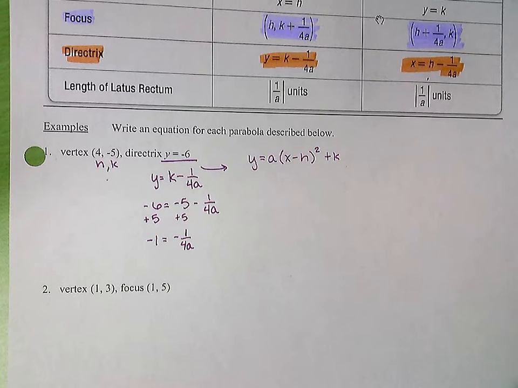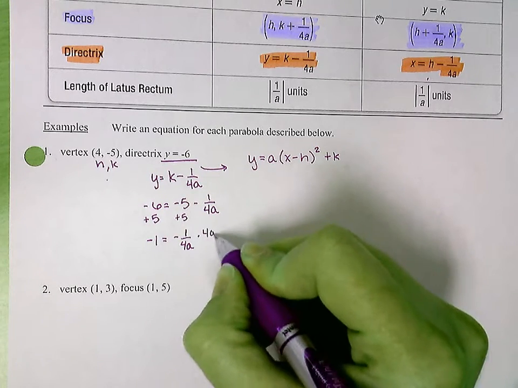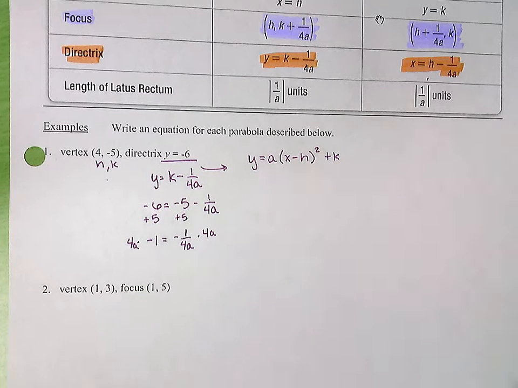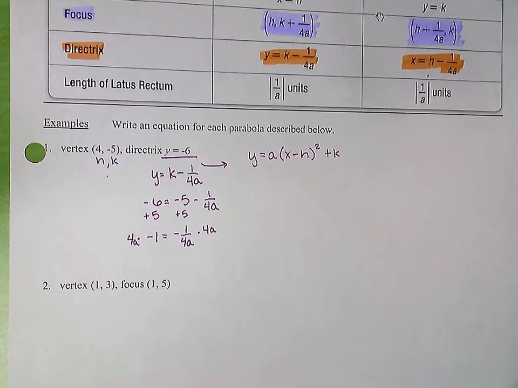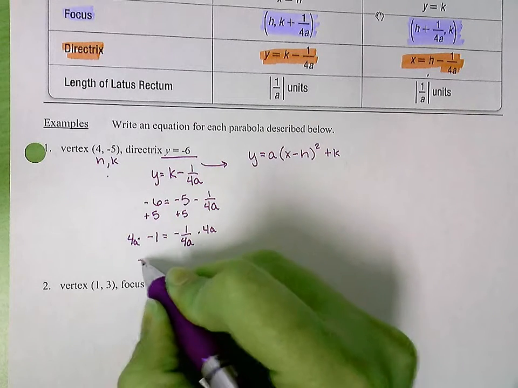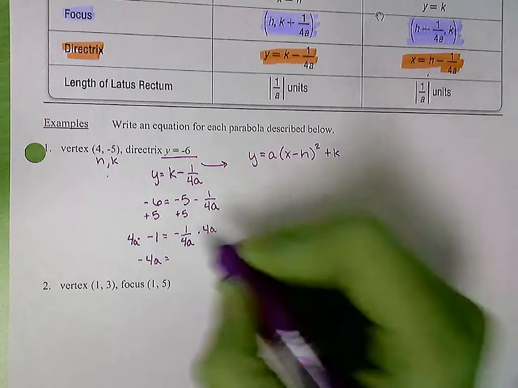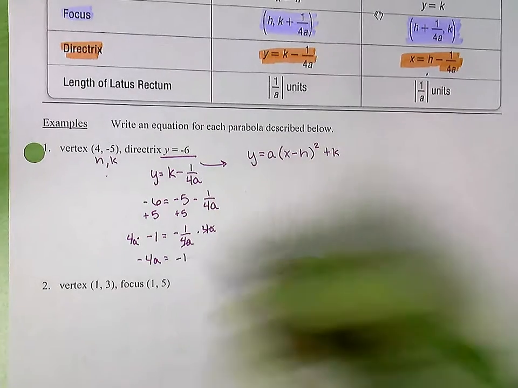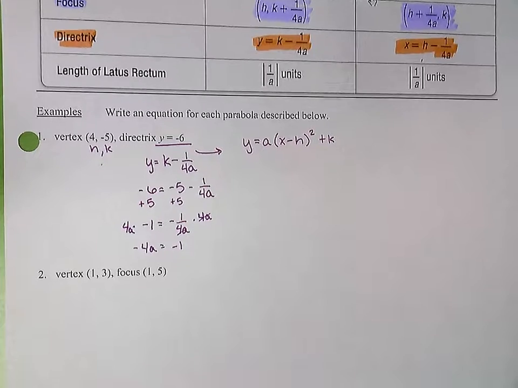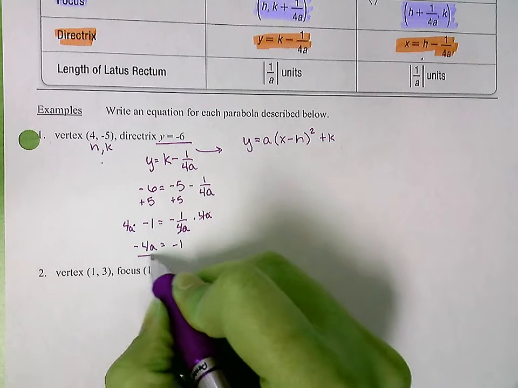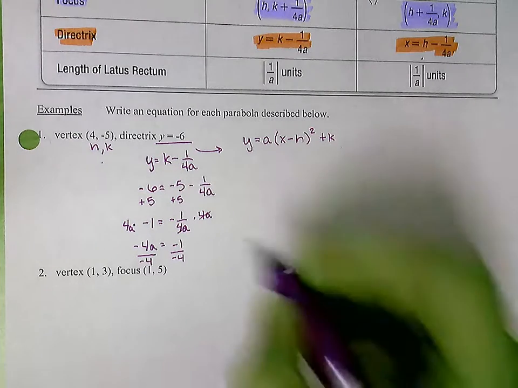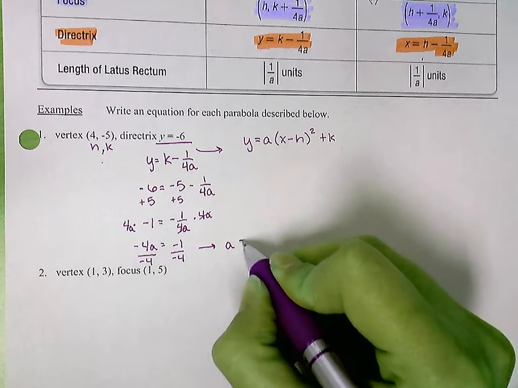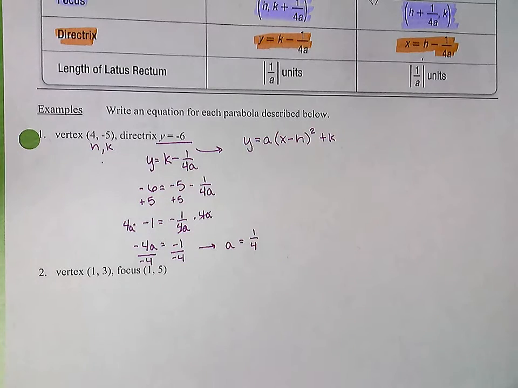I need that out of the denominator. So I'm going to multiply both sides by 4a. You can multiply by negative if you want. So when I do that, I get negative 4a is equal to, these ones will cancel out, negative 1. And then to get a by itself, divide both sides by negative 4. So you'll get a is equal to 1/4.